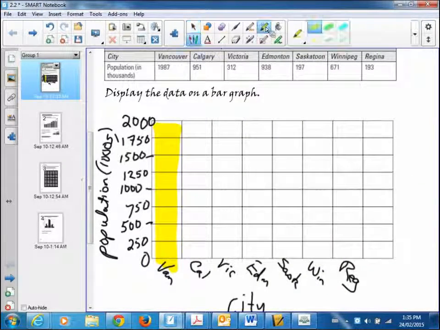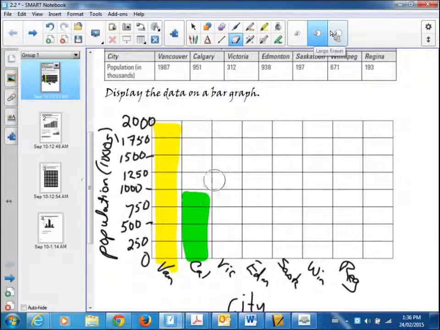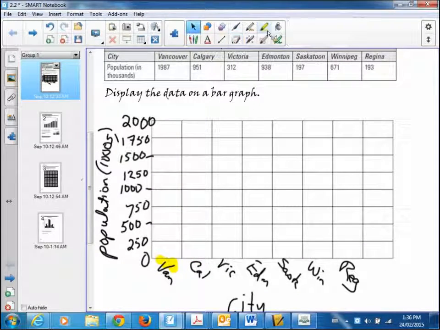Anyhow, 950-ish. Should be less than that. Skim something off the top. There we go. Mine's crappy. Actually, I got to use a different one. But you guys draw in your bar graphs, okay? You guys know what to do, right?